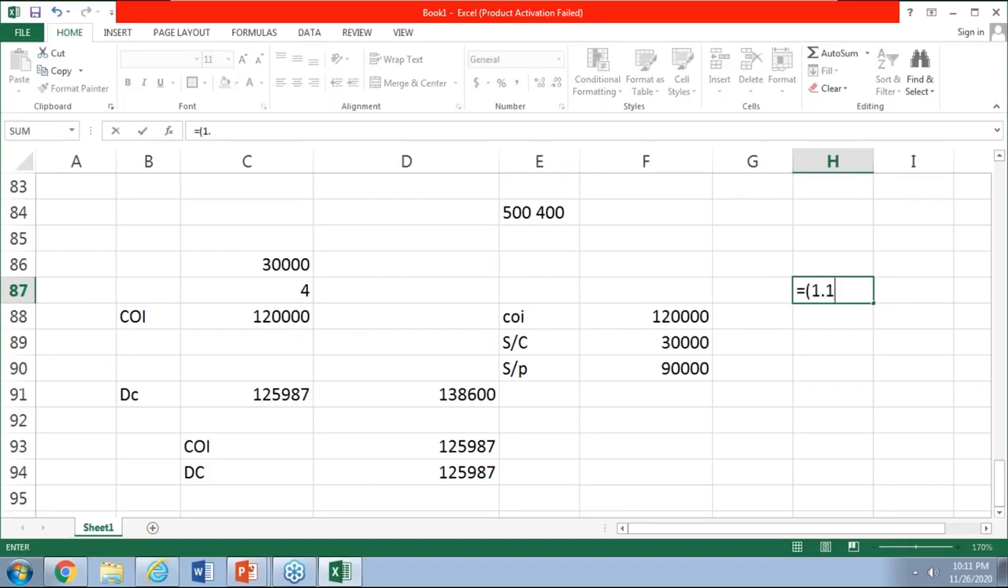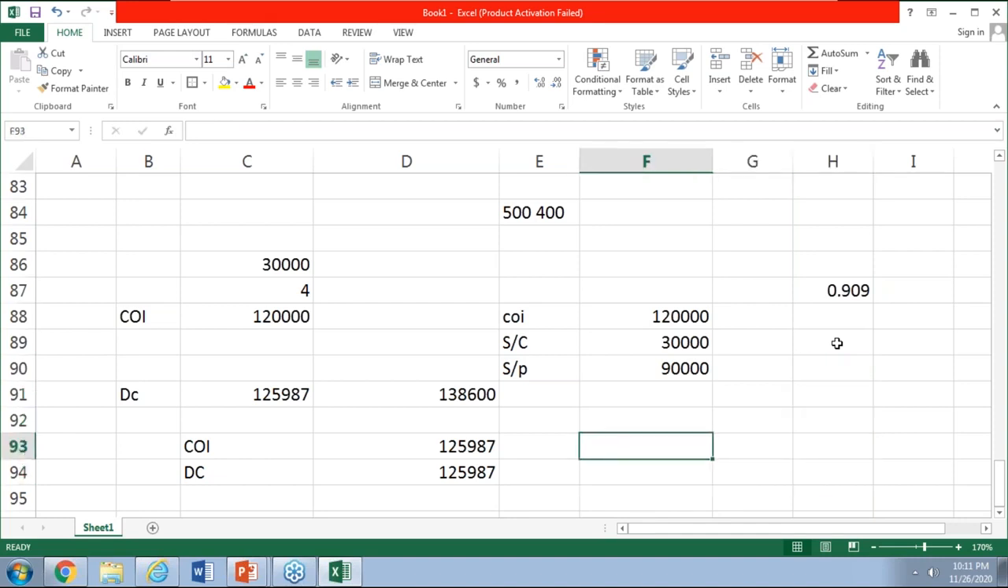This is the formula for the calculation of discount factor: 1 plus 0.10 raised to the power minus 1. You can see here it's 0.909. This is the formula that we use for the calculation of discount factor. But you don't have to worry about this formula because in the examination you will always be given the discount rate.